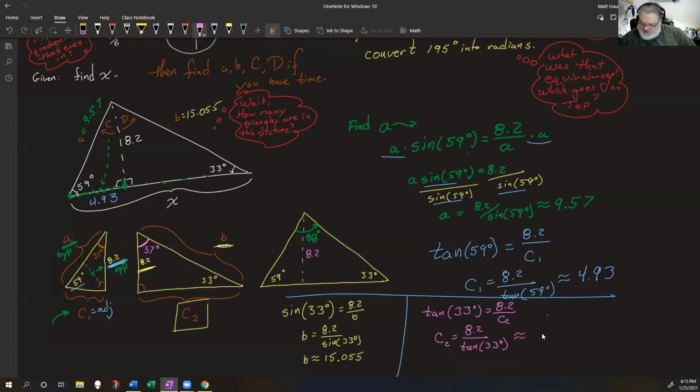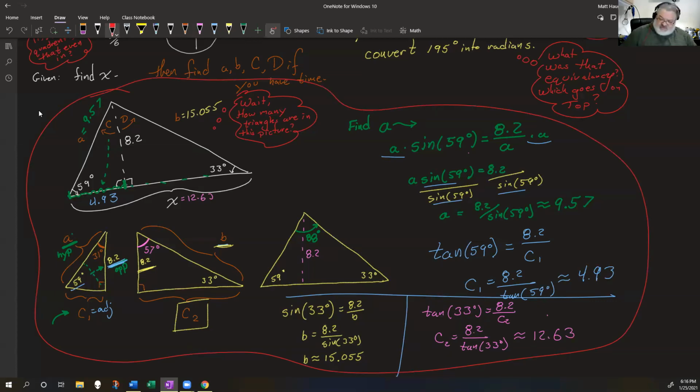Anyway, what do we end up with? 12.63. So the original question, find x, would just be that sum, but we added a whole bunch of other things that we could find. And really, frankly, if we took all of this, this is section 5.5. It's just a bunch of triangles.